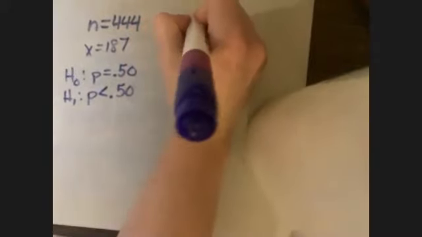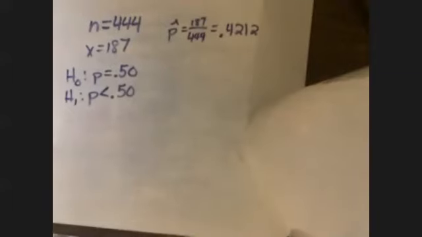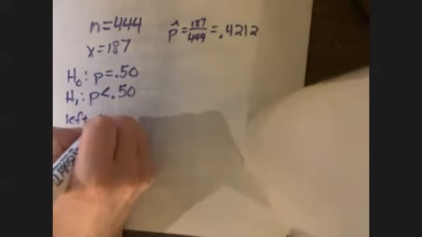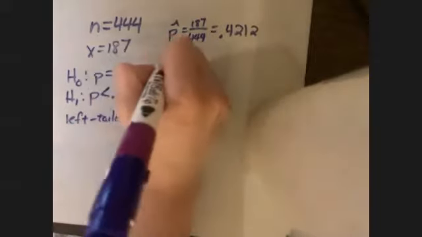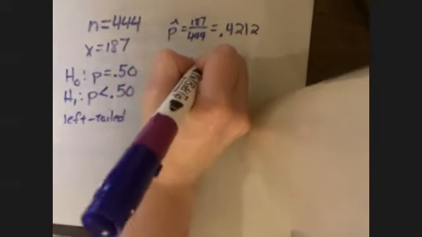Now, the next thing is I am going to go ahead and find p hat. This is going to be 187 over 444, and that is going to be 0.4212. Now, with this method, thinking again, less than is to the left. This is a left-tailed problem. We are still going to use the idea of the bell curve in just a second, but the next thing we're going to do is our test statistic.